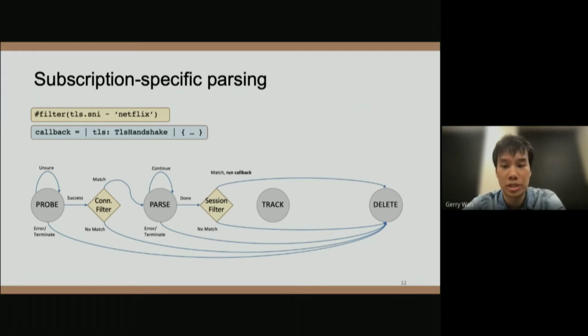So these state transitions you see here are automatically derived at compile time to prevent redundant parsing in stream reassembly, allowing Retina to accommodate large volumes of traffic while still remaining flexible over different subscription types.